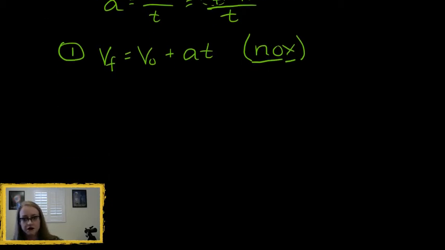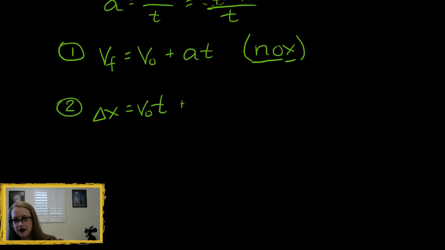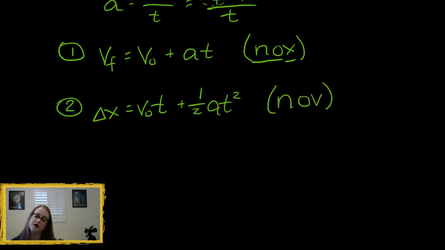So number 2 is my personal favorite. Delta x equals v naught t plus 1/2 at squared. And I call him Nov. Nov has no VF in it, no final velocity. This one's great for a lot of projectile problems where you don't know how fast something's going at the end of its motion, only how fast it's going at the beginning of the motion.